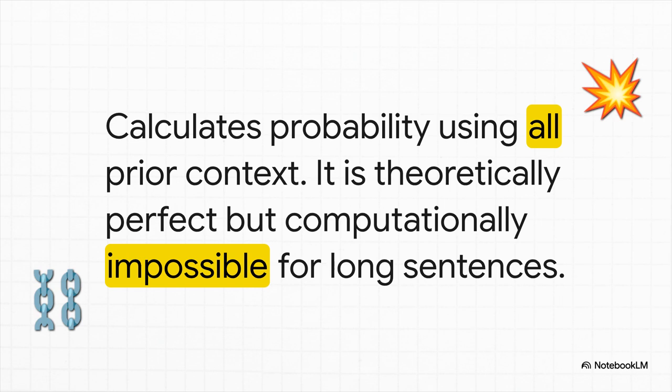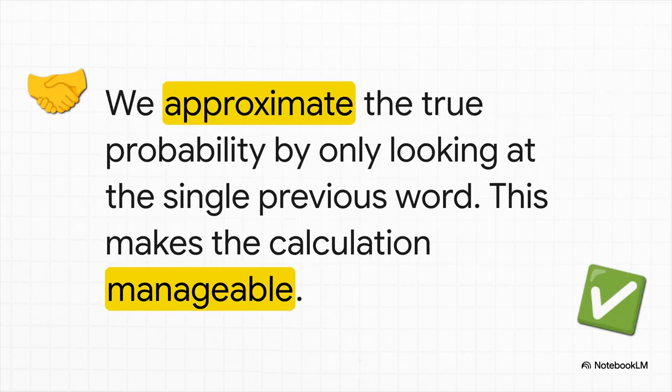It's completely impractical. And this is where our engineering trade-off, that Markov assumption we just talked about, comes in to save the day. Look at the formula now. We're not using an equal sign, we're using an approximately equal to sign. We approximate. For our bigram model, instead of looking at all the words that came before, we just say, let's just look at the one right before it. It's not perfect, but it makes the problem suddenly manageable.